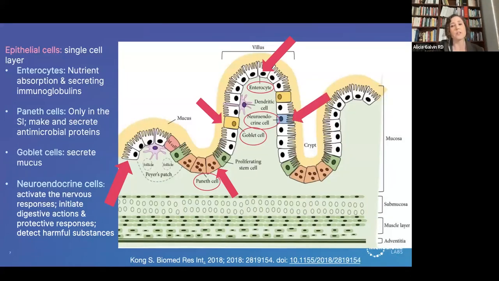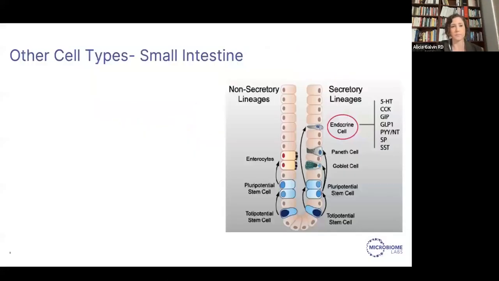And then we have neuroendocrine cells. These are the cells that help to activate certain nervous system responses, and they help to initiate certain digestive actions and protective responses. So these are some of the cells that are within that epithelial layer of our intestine.